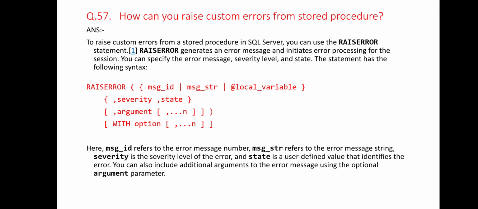then small bracket, then curly bracket, message_id, message_str, @local_variable, severity, comma, state, then argument, then in the next line we write WITH option. Here message_id refers to the error message number, message_str refers to the error message string, severity is the severity level of the error, and state is a user-defined value that identifies the error. You can also include additional arguments to the error message using the optional argument parameter.